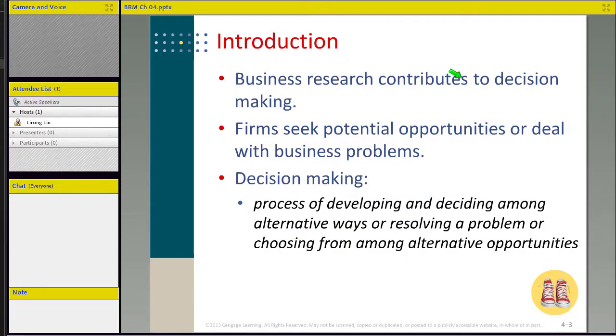Now, first of all, let's talk about how business research can help business. Typically, business research contributes to decision making. And for the management of a company, they often face uncertainty and they need to make important decisions all the time. There are situations where the management knows things for sure. In those situations, they can make a decision right away.